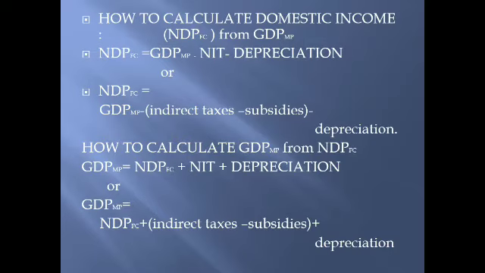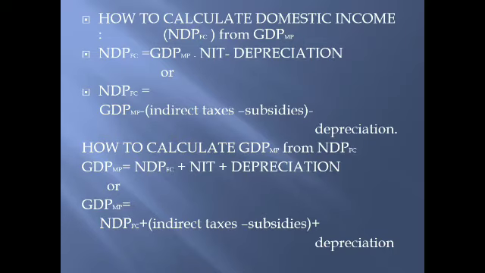Now we will see how to calculate GDPMP from NDPFC. The reverse is happening here. If you are asked to calculate GDPMP and if NDPFC is given, then what you will do? GDPMP is equal to NDPFC plus NIT plus depreciation, or we can say that is NDPFC plus indirect taxes minus subsidies. I hope you are seeing this formula, see it very carefully.